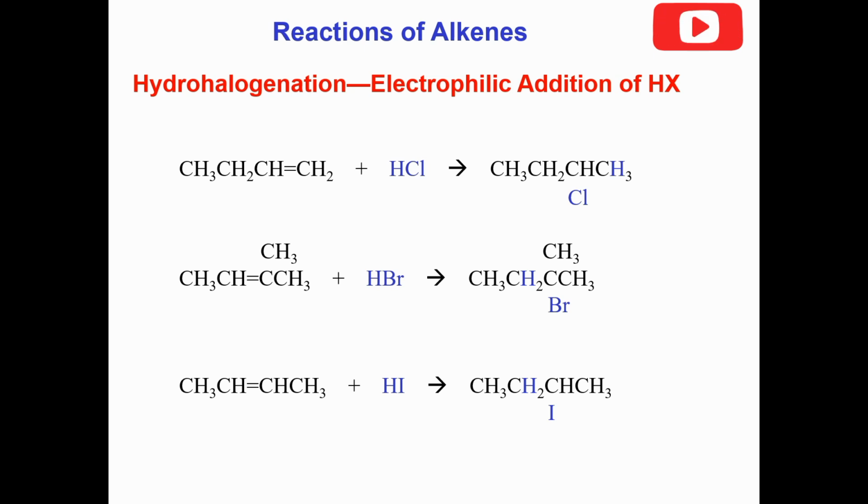Looking at the second compound, this compound is an internal alkene, meaning the double bond is in the middle of the compound. Then we look at the carbons that connect the double bond. The first one does not have hydrogen, it has a methyl, while the second one has hydrogen. So hydrogen is going to be given to the second one, while the first one is going to be given the halide, which is bromine.